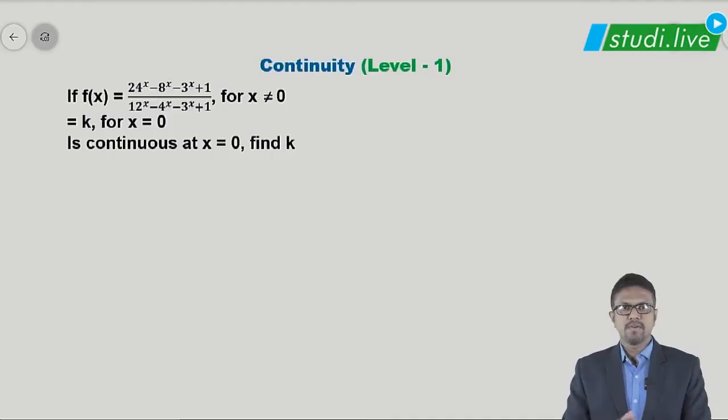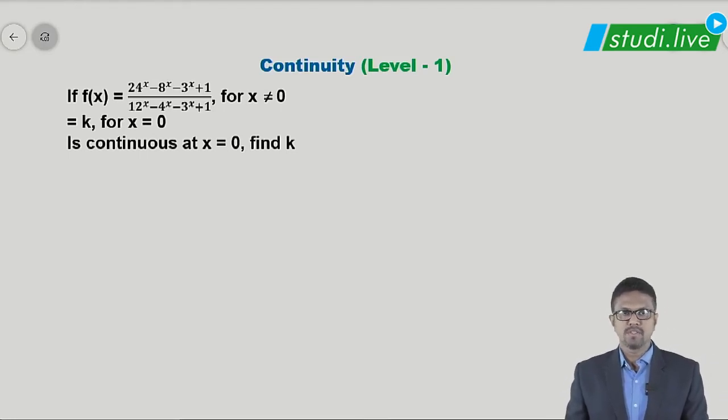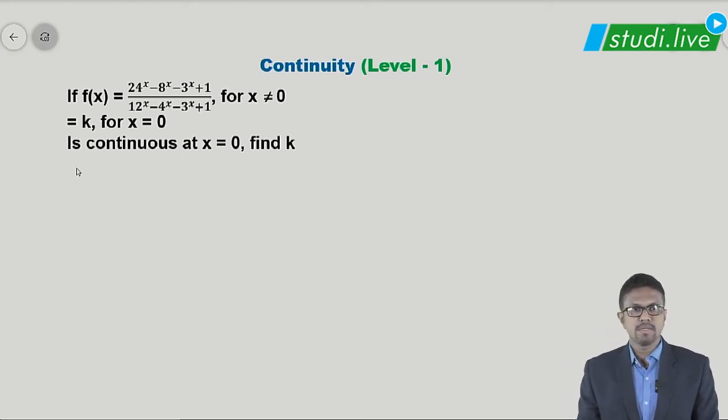Hello friends, let us now start with this next question. So the question says if the function f of x is equal to 24 raised to x minus 8 raised to x minus 3 raised to x plus 1, upon 12 raised to x minus 4 raised to x minus 3 raised to x plus 1, for x not equal to 0, and it is continuous at x equal to 0, then find the value of k, where k is the function value at x equal to 0. So what is given to us is that the function is continuous. So since the function is continuous at x equal to 0.